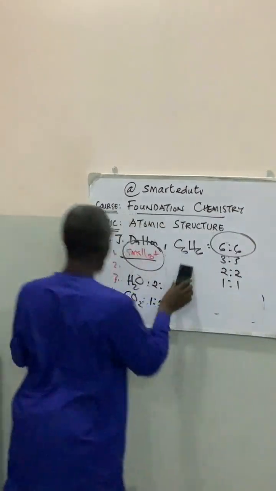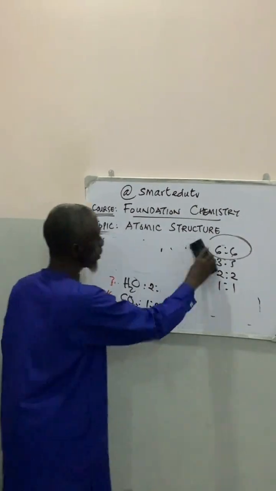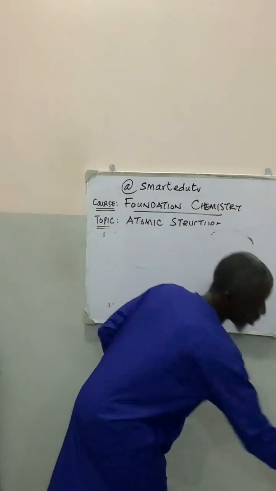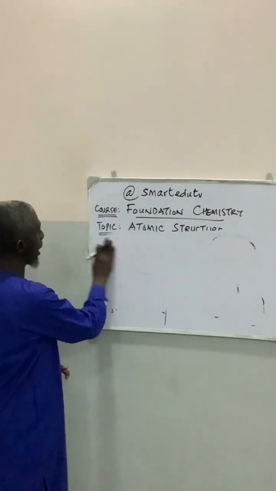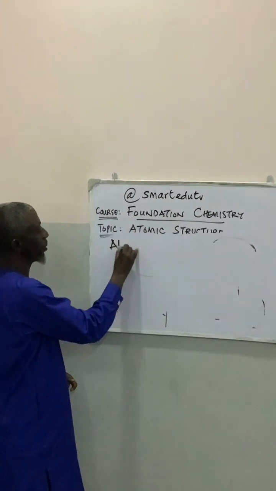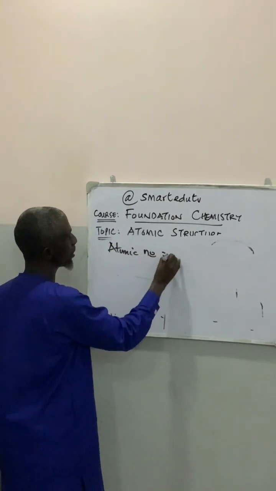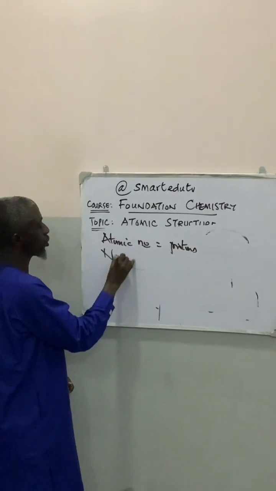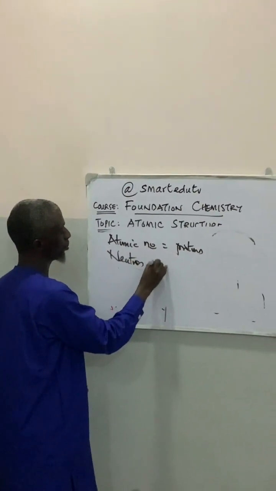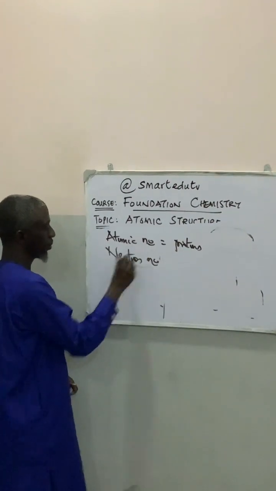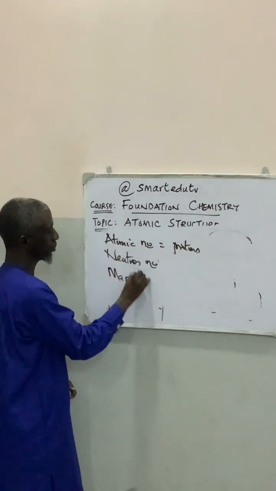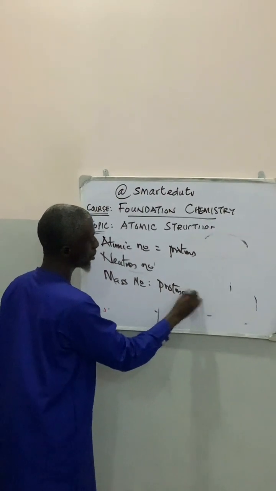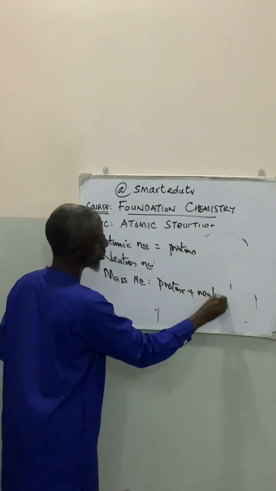Look at it. An atom has some properties which were later known. What are they? We have what are called proton number, in other words, atomic number, representing the number of protons. We have neutron number. We have mass number, which represents both protons and neutrons.